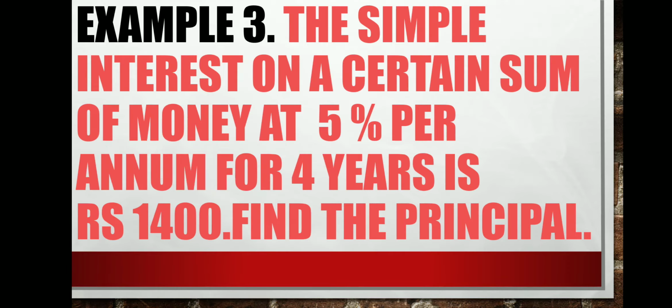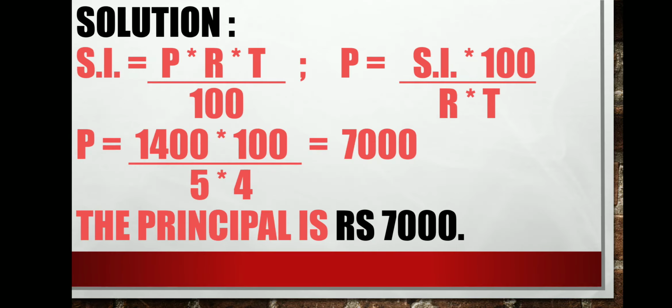Now come to example 3. The simple interest on a certain sum of money at 5% per annum for 4 years is rupees 1400. Find the principal. Here we have to find out the principal and let us see what things are given. 5% rate is given, 4 years time is given and 1400 simple interest is given. What we have to find out is the principal.